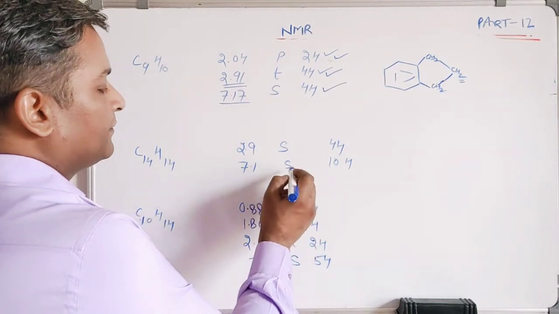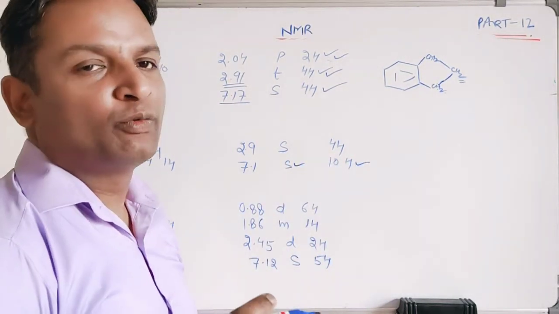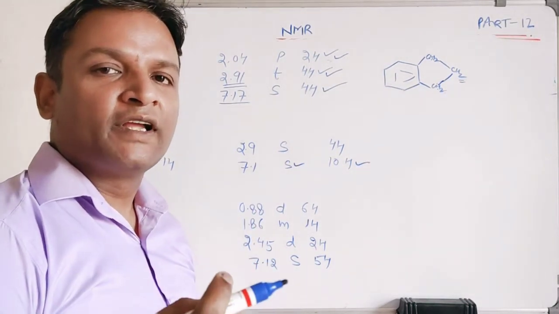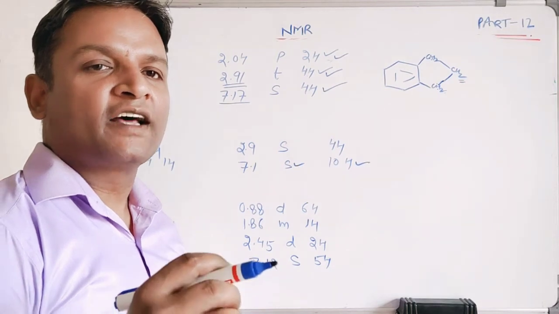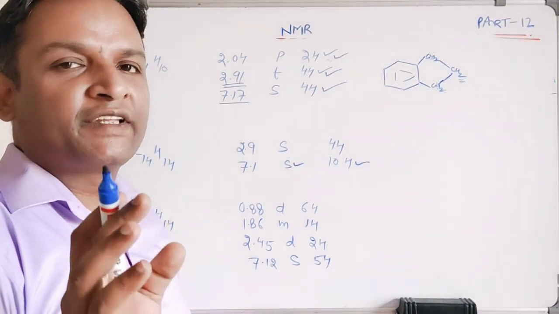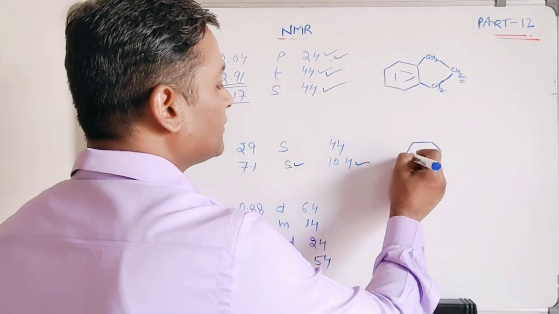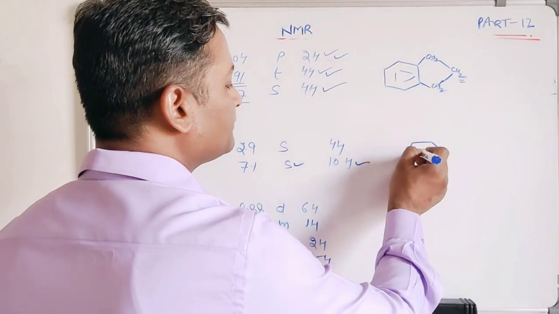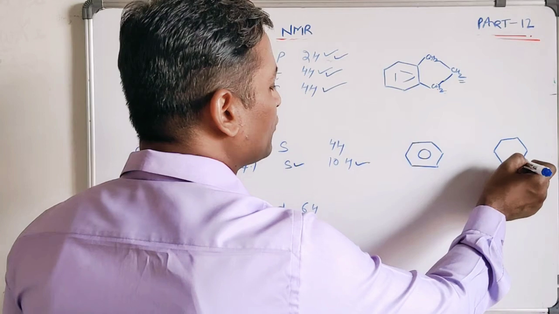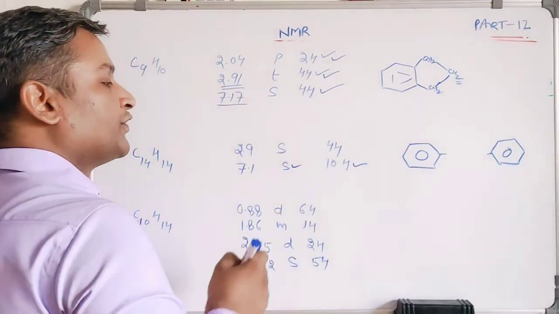So as you can see here, singlet for 10 protons. How is singlet for 10 protons possible? It is possible if we have 2 benzenic systems and each of them is mono substituted. Only then we can have a singlet for 10 protons. So if you write this, we have this benzenic system, and both of them are mono substituted, as you can see here.